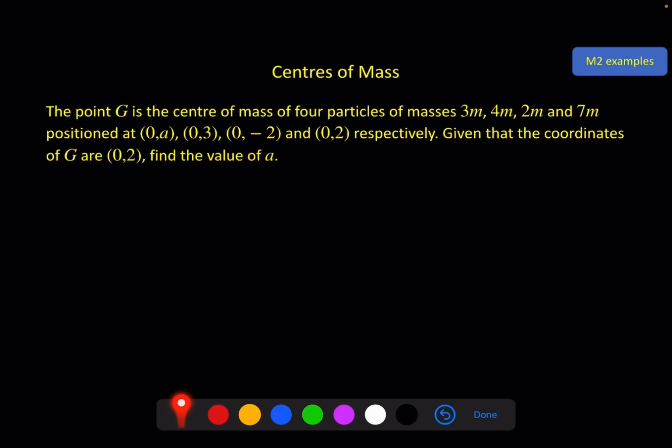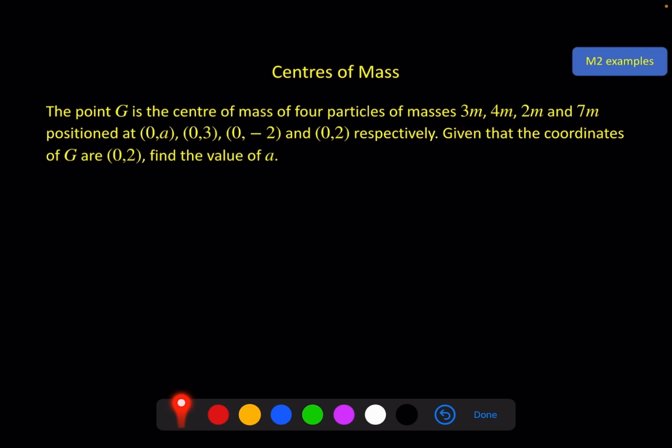So here we've got a number of things different. Firstly, we don't have the actual masses. We've been told 3m, 4m. We don't know what m is, and we won't know what m is at any point in the question. That's okay. Don't let that worry you. The m's will just work themselves out.